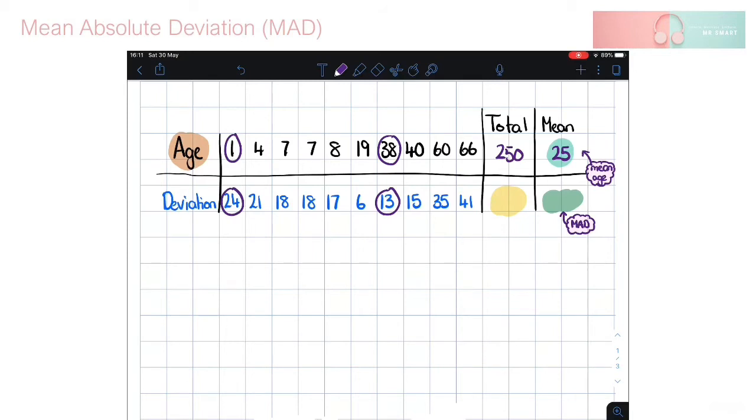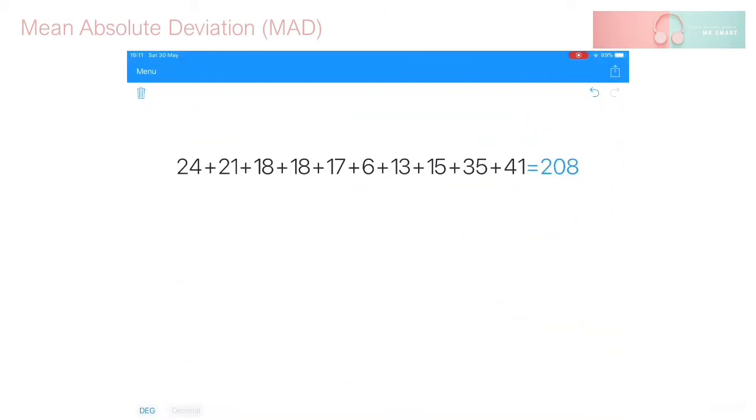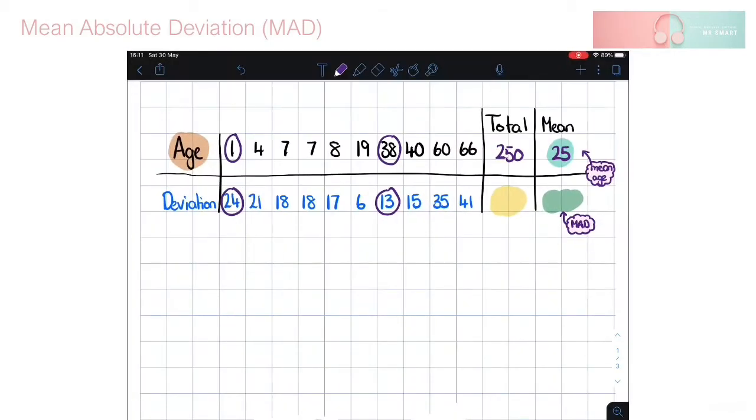So we take those values and we add them up and find the mean of those deviations. Okay, so in the calculator go all of those values, and you can see that the answer there is 208. And if I take 208 and divide that by 10, I get 20.8, and that is my mean absolute deviation.